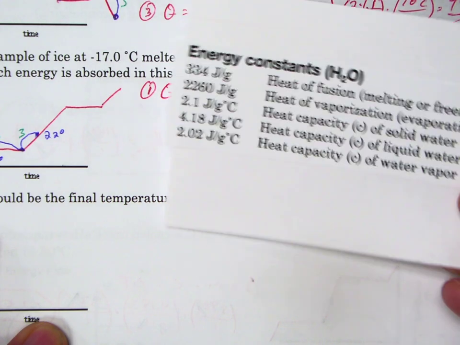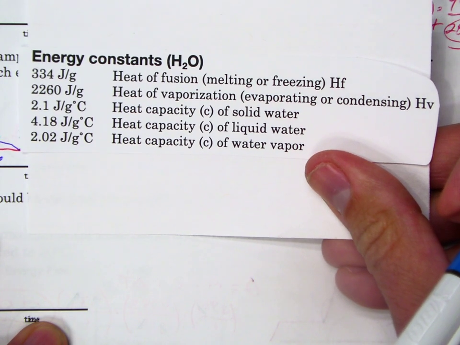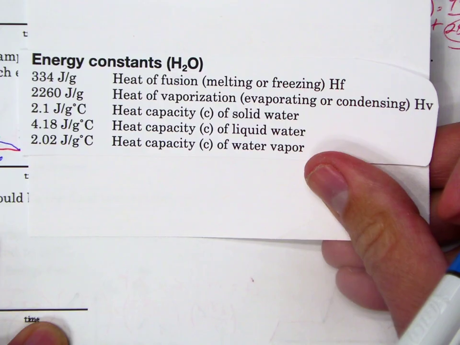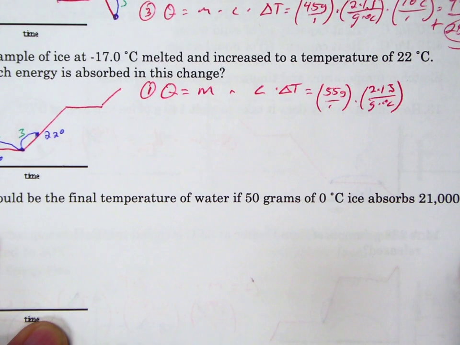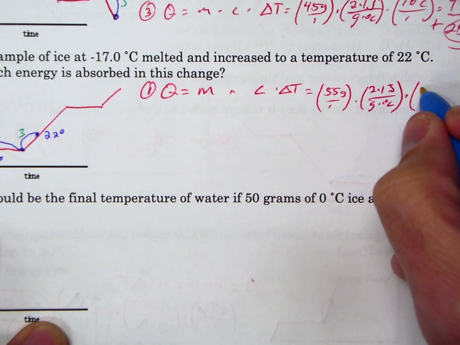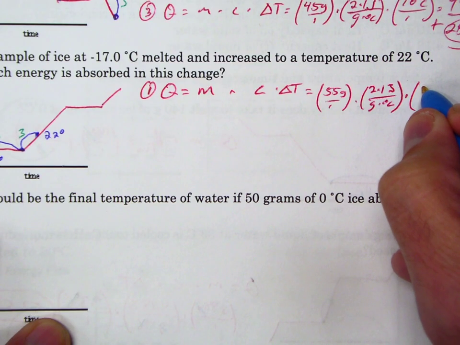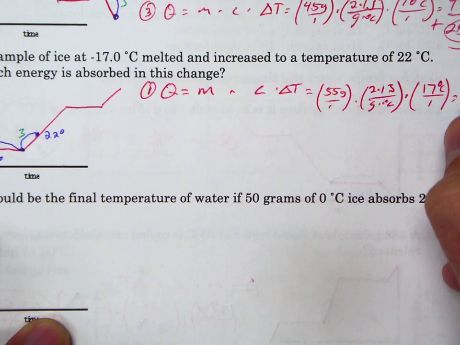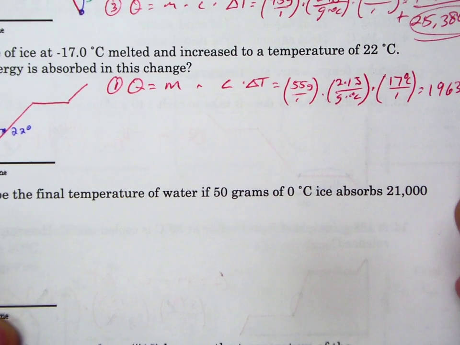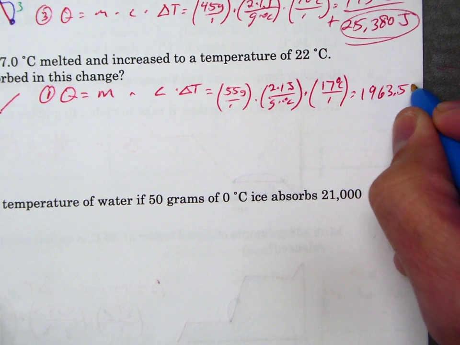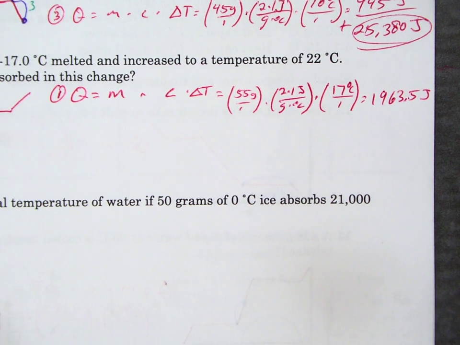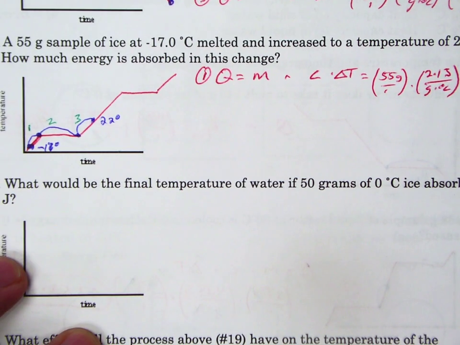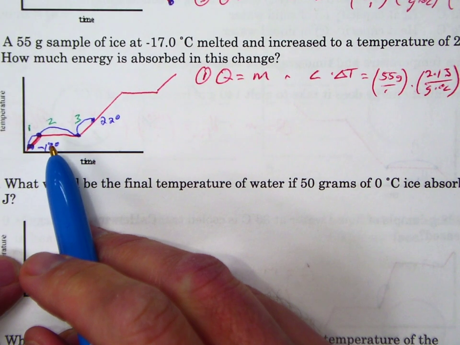And by the way, we get that by looking at our constants. We've got the heat capacity of solid water, 2.1 joules per gram degrees Celsius. And then our temperature change is from negative 17 up to 0, so it changes by 17 degrees. When we do the math, we end up with 1,963.5 joules.